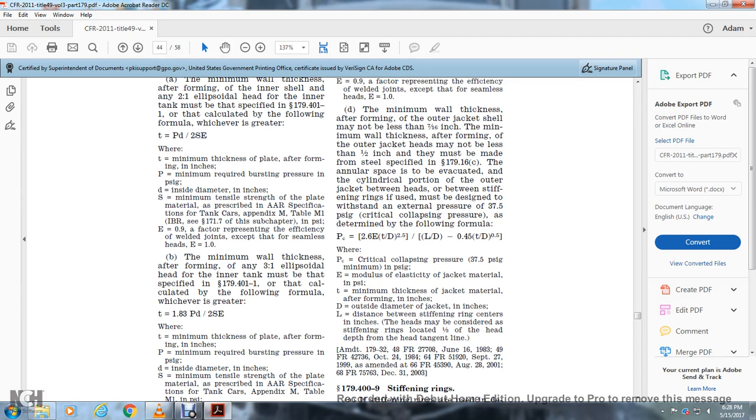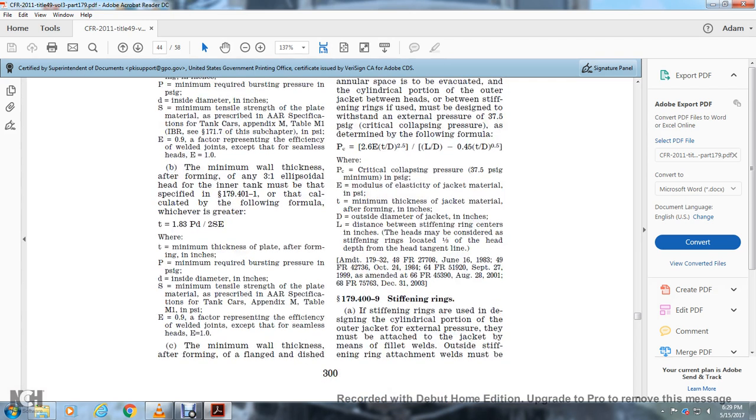PC is the critical collapsing pressure of 37.5 psi gauge minimum, and E equals the modulus of elasticity of the jacket material in psi. T equals the minimum thickness of the jacket material after forming in inches. D equals the outside diameter of the jacket in inches. L equals the distance between the stiffening ring centers in inches. The heads may not be considered stiffening rings, located within 1/3 of the head depth from the head tangent line.